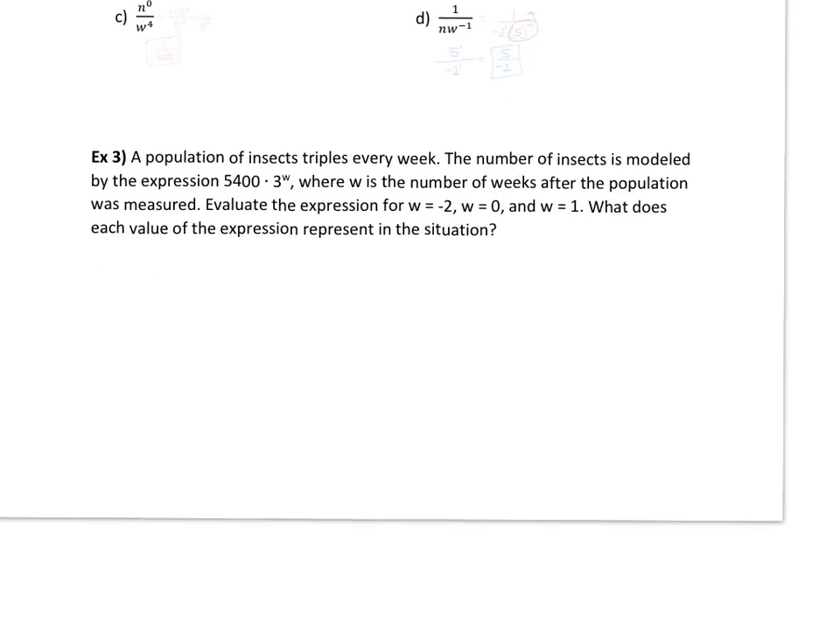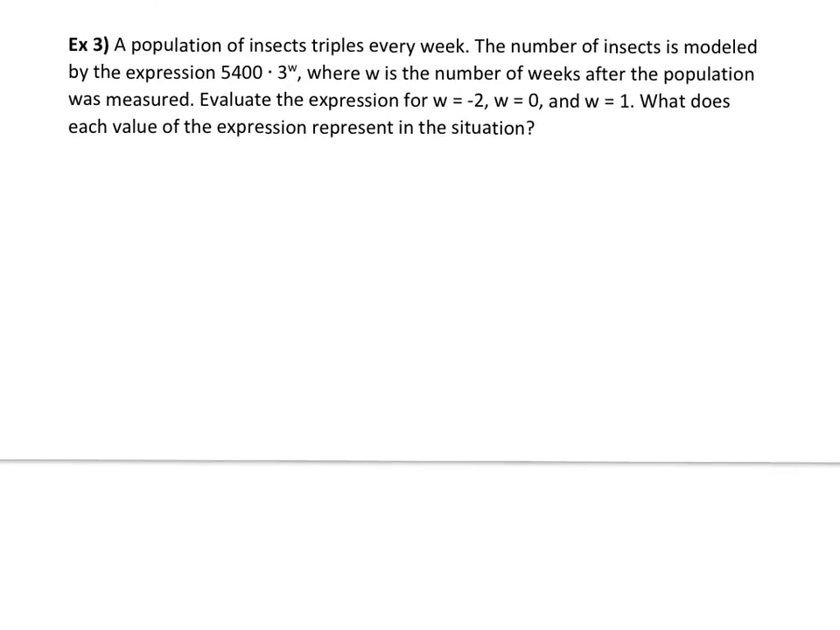All right, and last problem here. A population of insects triples every week. The number of insects is modeled by the expression 5,400 times 3 to the W, where W is the number of weeks after the population was measured. Evaluate the expression for W equals negative 2, W equals 0, and W equals 1. What does each value of the expression represent in the situation?